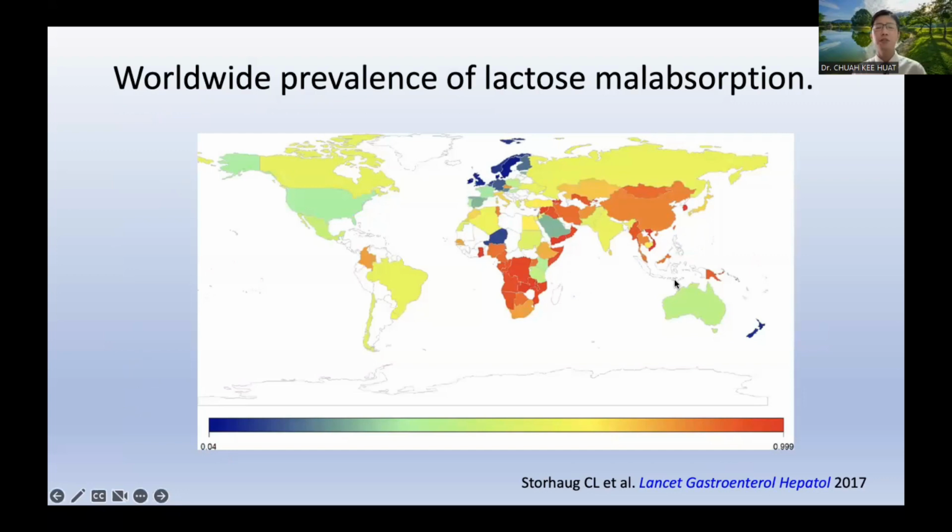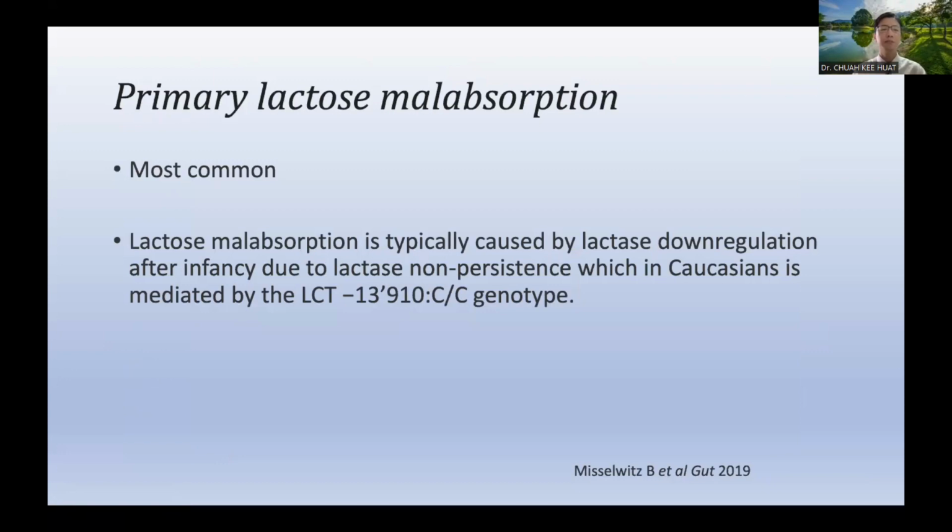Prevalence of lactose malabsorption is very prominent, mainly in Asia, including in Malaysia, whereby you can see it's almost 90% or even more. Just to briefly inform again regarding the lactose malabsorption. So lactose malabsorption primary type is typically caused by lactase downregulation after infancy. Usually when we see our infants, our children able to tolerate milk content, lactose related content much better than adults, because of downregulation after infancy due to the lactase non-persistence.